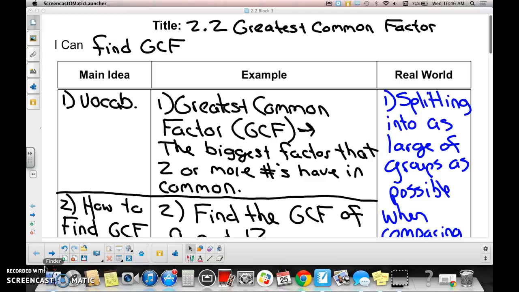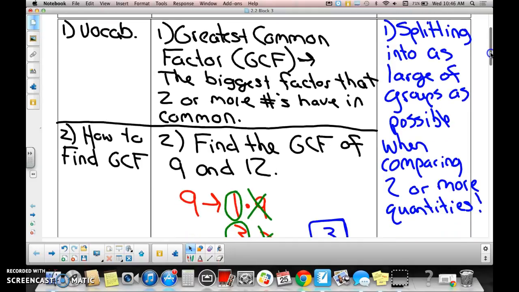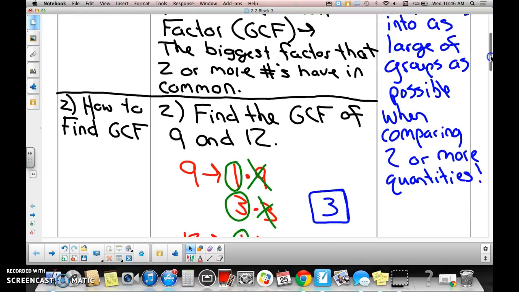What is greatest common factor? You gotta say it loud. Antoine, what is greatest common factor? The greatest number that goes into 2 or more numbers. So the greatest factor that goes into 2 or more numbers, right? It has to be in common.